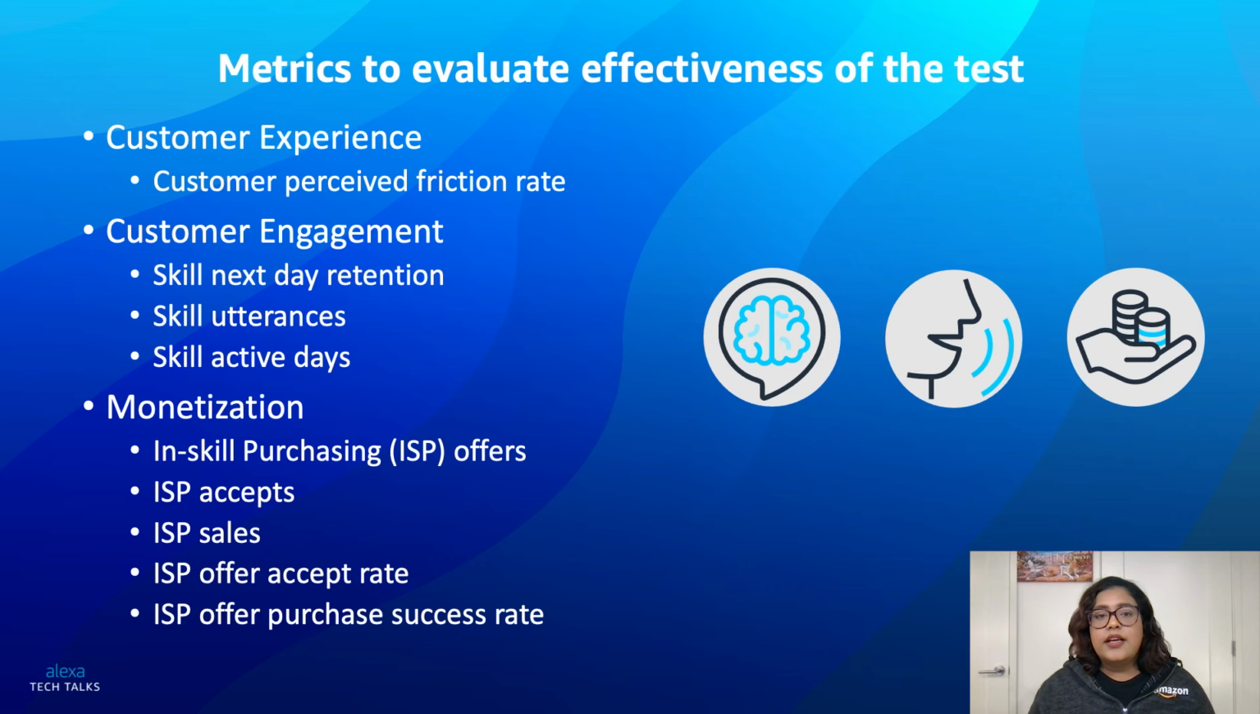Currently supported metrics for A/B testing are for customer engagement, customer experience, and monetization. Customer perceived friction rate helps track customer experience and friction created to guard against degrading customer experience. Customer engagement metrics help track customer retention, increases in utterances, and continuous engagement with the skill. Monetization metrics track in-skill purchasing offers, accepts, and purchases.